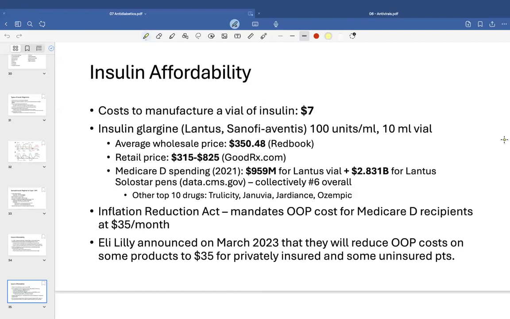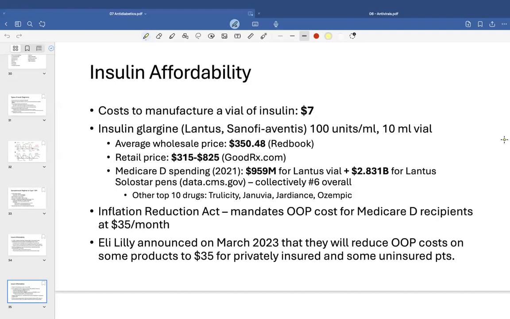So what has happened in the current administration is something called the Inflation Reduction Act. It's a huge bill that had all sorts of economic stimulus and inflation control measures, but really it's a stimulus bill. And one of the initiatives in there was to mandate that out-of-pocket costs for patients who are Medicare D recipients would be capped at $35 a month. So that's great news for Medicare D recipients, meaning that they have a predictable cost for their insulin.